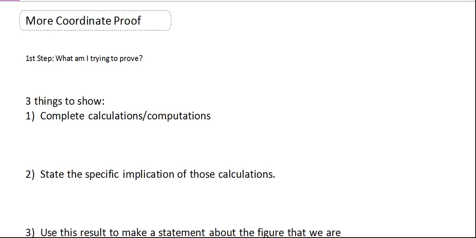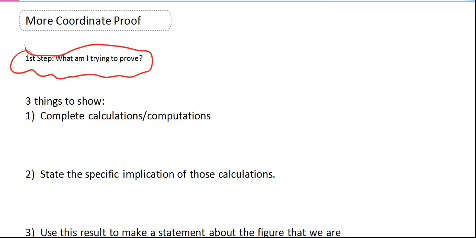Hi guys, we're going to continue with our discussion of coordinate proof, and I just wanted to put a few things out there very specifically with what we need to be doing. The first thing we've got to make sure we focus on is just what is it that we're trying to prove. So if I say I'm proving something is a rectangle, then I need to make sure I can identify what makes something a rectangle.